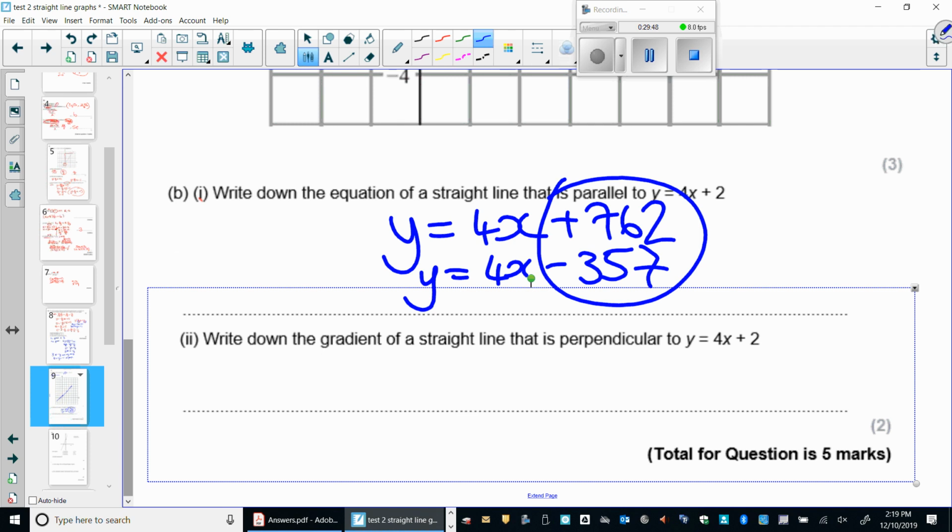Write down the gradient of a straight line that's perpendicular to a line like this. Well, what would the gradient be? They just want to know the gradient. So, Sydney, what would the gradient be? The gradient, just say it. Yep. Okay, negative 1/4. Lovely. Okay. I might have to stop there and we'll finish this off next lesson.